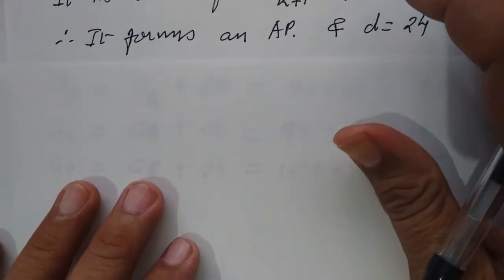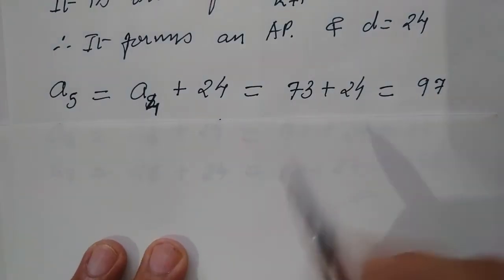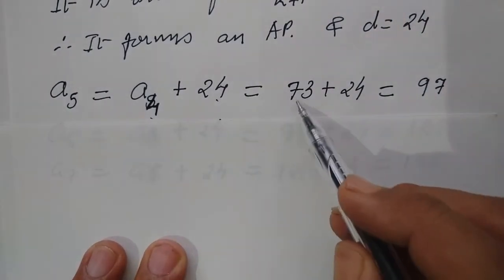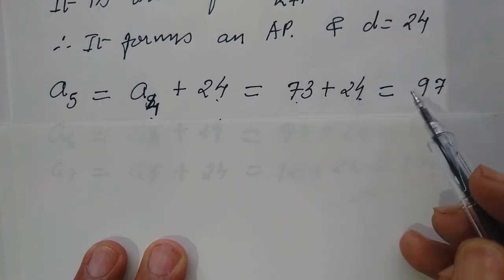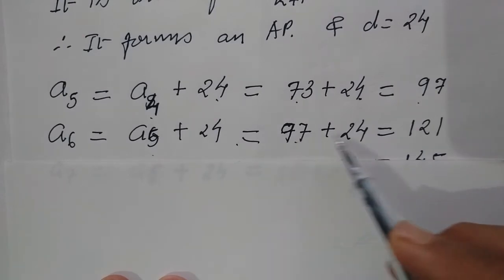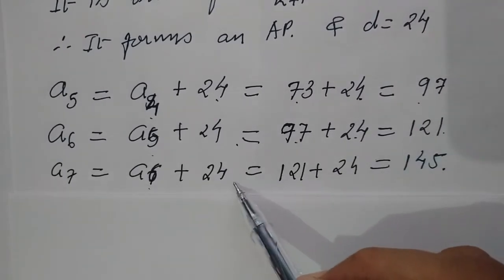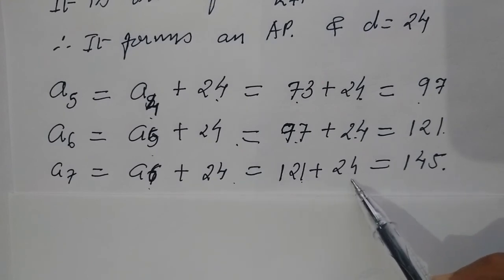Okay, now we have to find the remaining three terms children. A5: A4 plus 24, 73 plus 24, 97. A6: A5 plus 24, 97 plus 24, 121. A7: A6 plus D, 121 plus 24, 145 children.